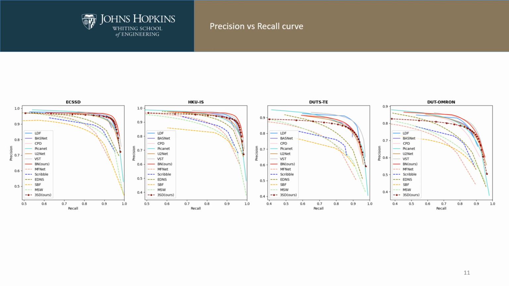The following figure shows the precision recall curve comparison of our proposed 3SD method with the fully supervised, weakly supervised, and unsupervised methods, where fully supervised methods are indicated with the thick lines. Weakly supervised and unsupervised methods are indicated with the dotted lines. Here we can clearly see our 3SD method is on par with the fully supervised methods, whereas the SOTA weakly supervised and unsupervised methods are far below in the graph.